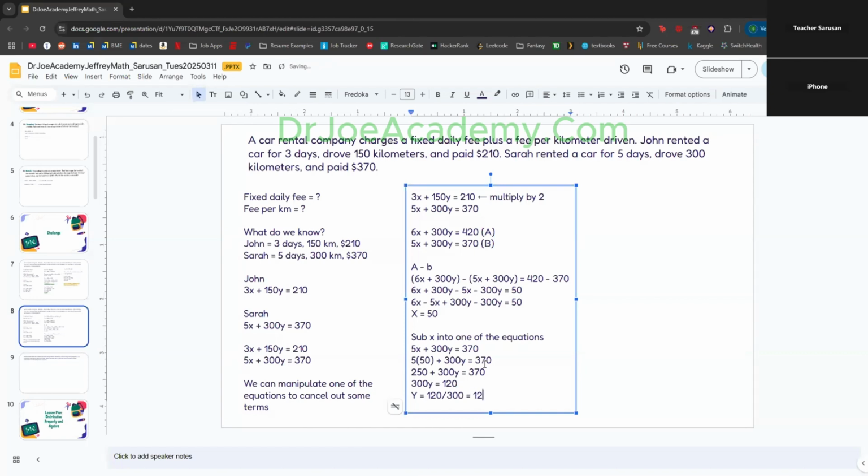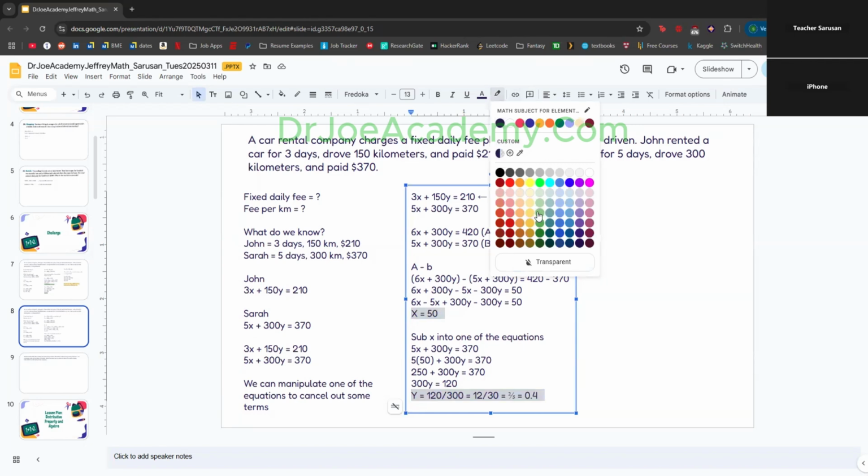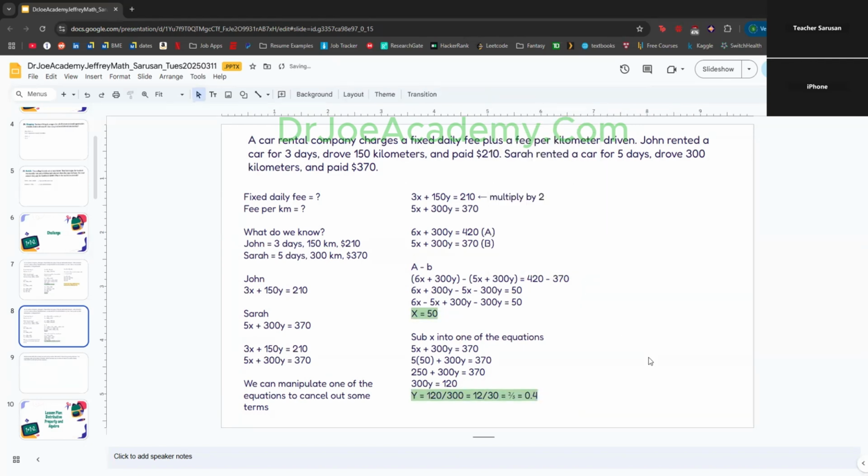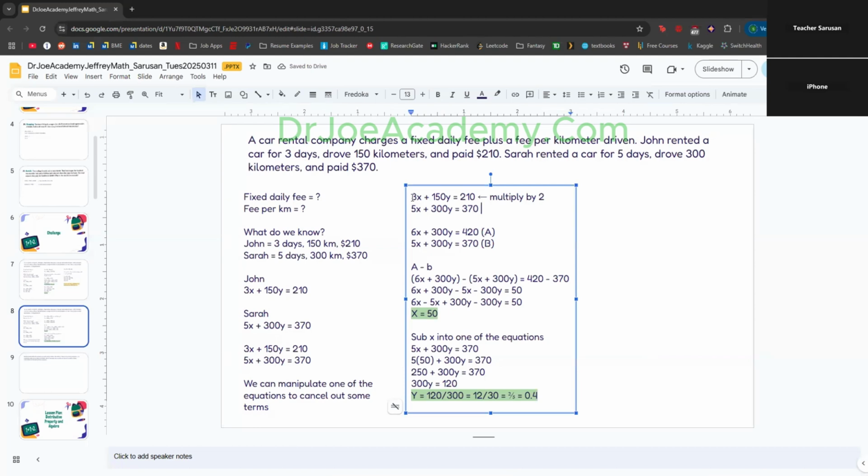So we can break it down to 12 over 30, and then can we divide this by 3? So 4 over 10, 2 over 5, 0.4. So we get the same answers again. We get x equals 50, y equals 0.4. Everything is the exact same as last time, but we're just doing a different solution.